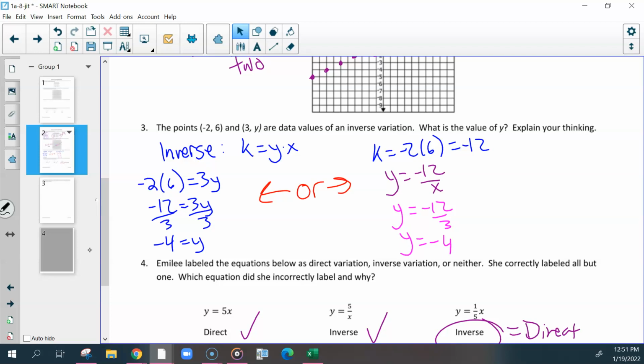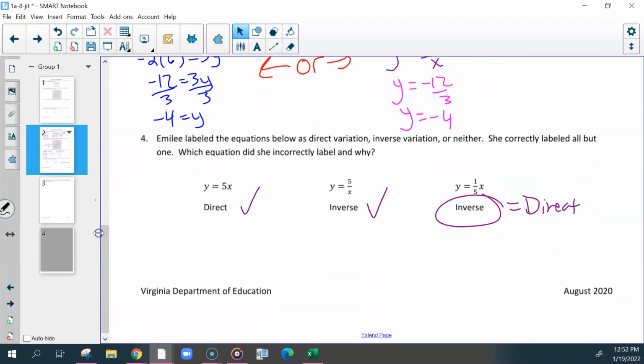Questions on number 3? For number 4, you needed to determine which one of these she labeled incorrectly. So the first one is a direct. It's in the format y equals kx. The second one was an inverse. It's in the format y equals k over x. The last one, however, was incorrect because this should have been a direct variation.